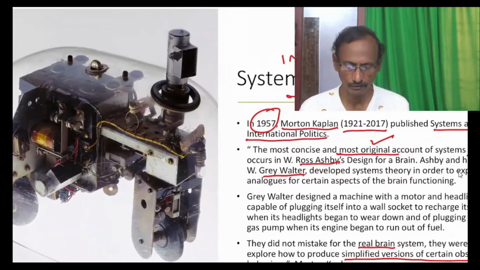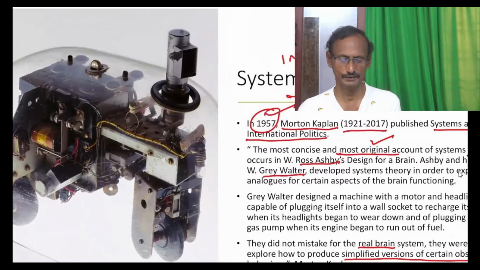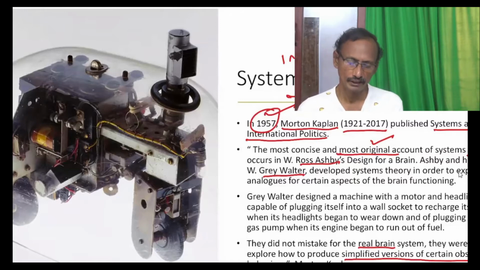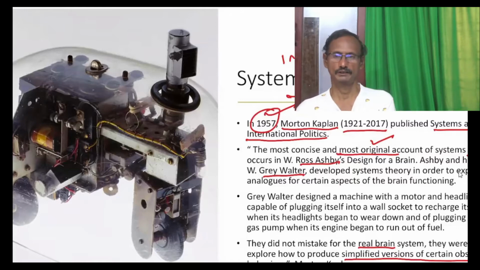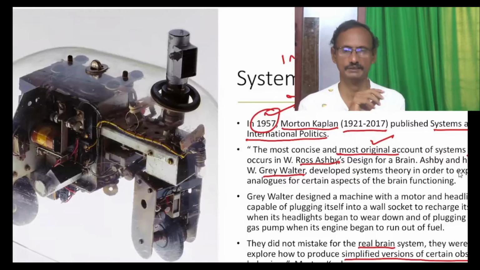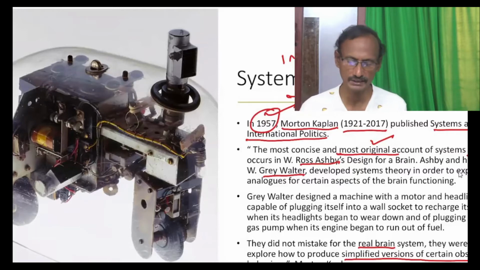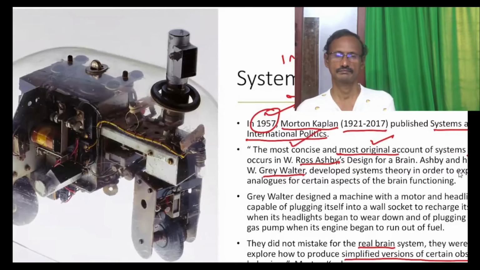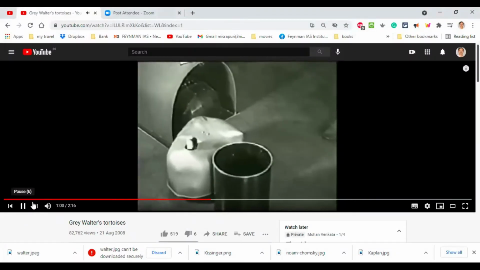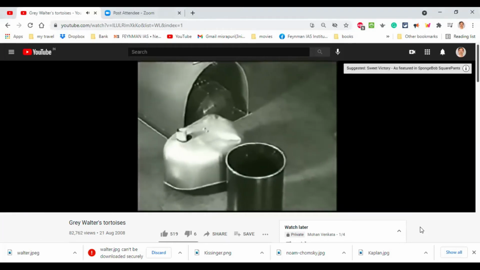Okay, Morton was writing in the fifties, but now we have very advanced robots. These are called robots now. But we are taking this simple machine to understand what is Kaplan's view of systems theory, because it is he who started it in international politics. His idea is like robots only.